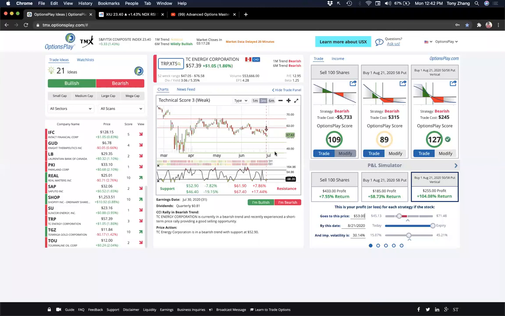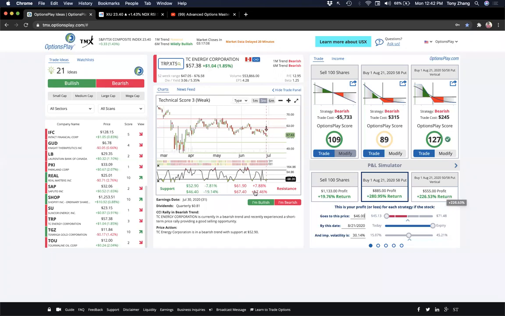Or if it does move to those extended targets down to 46, then I can see that buying the put option is the best strategy because it gives me 280% return versus only 226% return if the trade goes in my favor. So you can use these tools to take a look at your symbols.